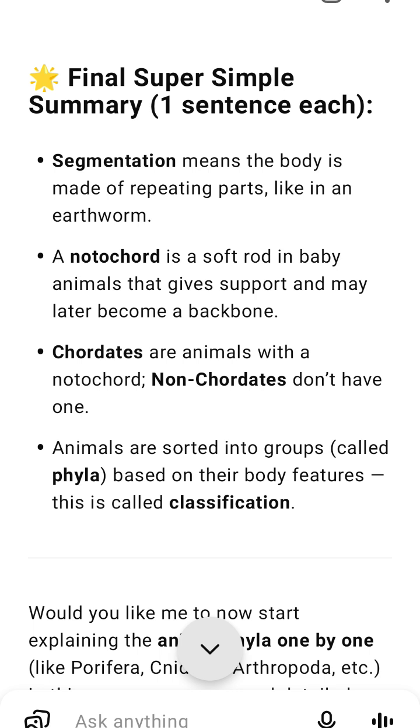This is called classification. Would you like me to now start explaining the animal phyla one by one, like Porifera, Arthropoda, etc., in this same super easy and detailed way?